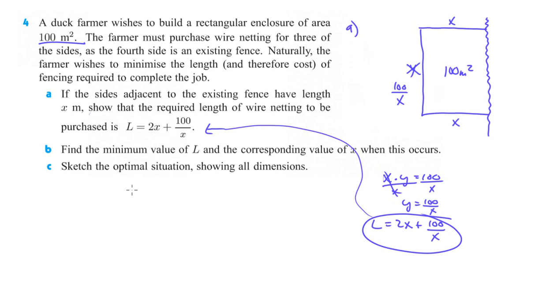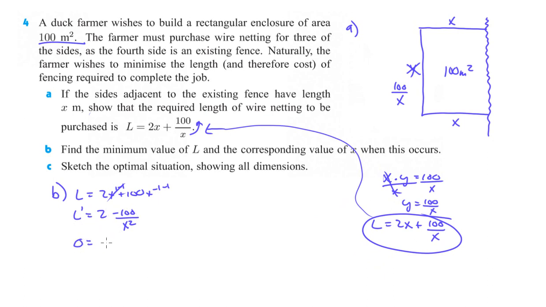So for part B here, we've got L equals 2x plus 100 over x, which is the same thing as 100x to the negative first, right? So the derivative is going to be 2, and then negative 1 times 100 is minus 100. Subtract 1 more from the exponent, x to the negative second, or minus 100 over x squared. That's our derivative. So we want to know when this is going to equal 0.